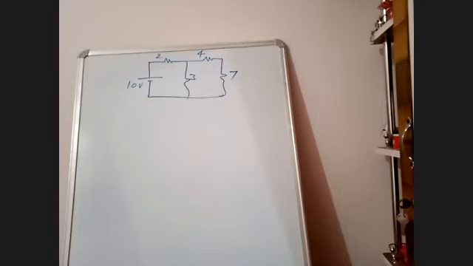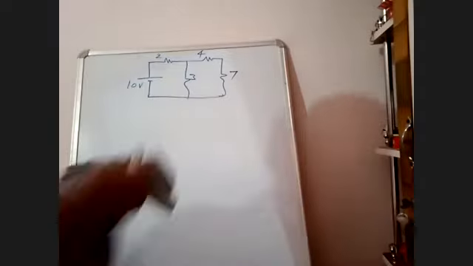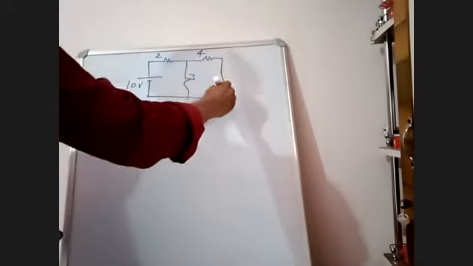So write down the first step. In Thevenin's theorem, we opened the 7 ohms, but in Norton's theorem, what we have to do is short circuit it. In Thevenin's theorem, we opened the 7 ohms and considered VTH. But in Norton's theorem, we'll short circuit this.